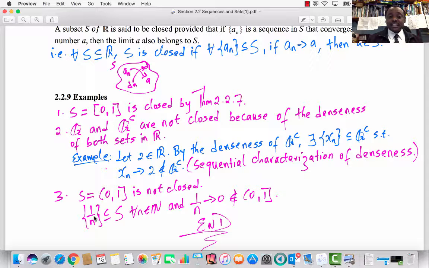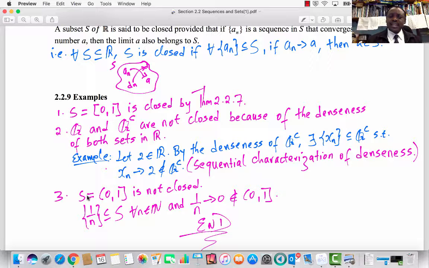So in this case, let's look at the sequence 1 over n. In fact, 1 over n is known as l'enfant chéri, one of our beloved children. Okay, we would use that example in so many cases, just like the interval 0, 1. So the sequence 1 over n is a sequence in S, the half closed interval 0, 1, and as we saw back in section 2.1, 1 over n converges to 0, which is not an element in S. Therefore, S is not closed.